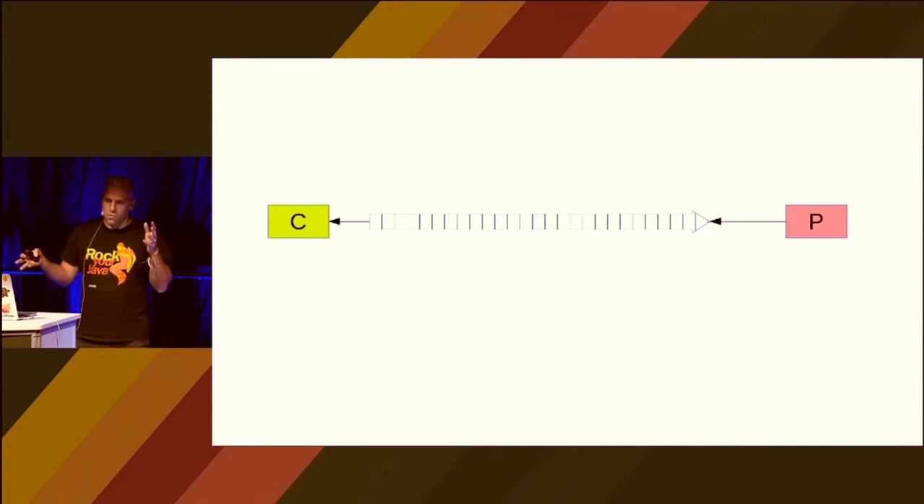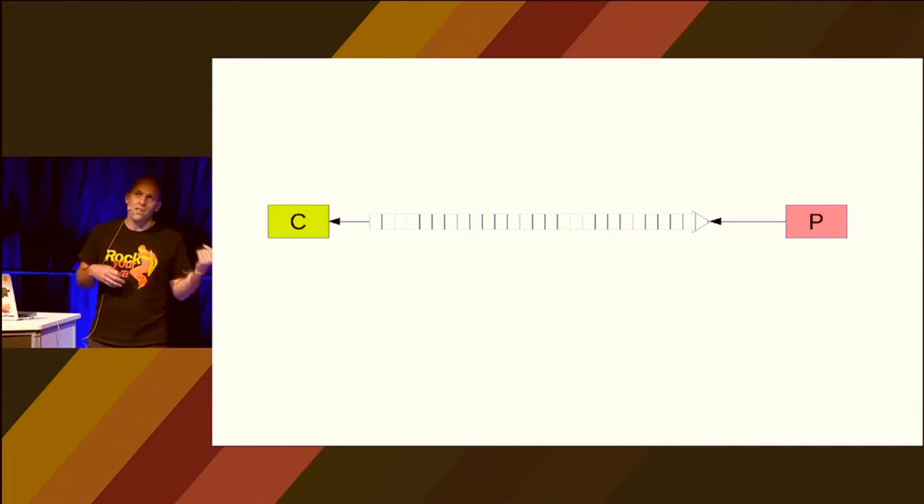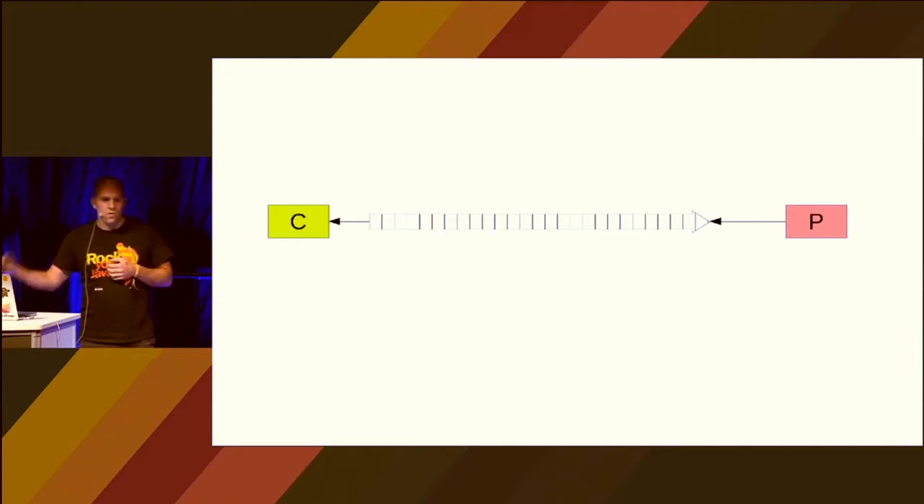So we're going to start with queues because everybody's familiar with queues. This is what a queue looks like. You have a producer and you have a consumer. The consumer takes elements off, and the producer shovels more elements on.